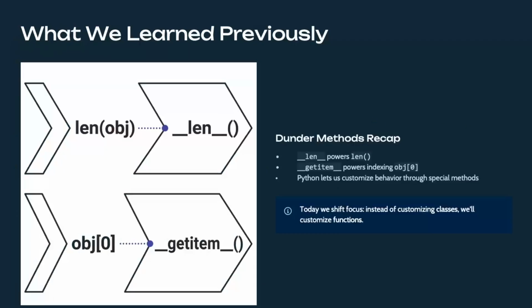Now, before we talk about decorators, let's quickly recap. In the previous videos, we learned that Python allows us to customize object behavior through dunder methods. For example, len calls the dunder method len. Indexing also calls the dunder method getitem. And there are multiple other dunder methods used in Python as well. Those special methods allowed us to customize classes. Today, we'll learn how Python allows us to customize methods or functions.